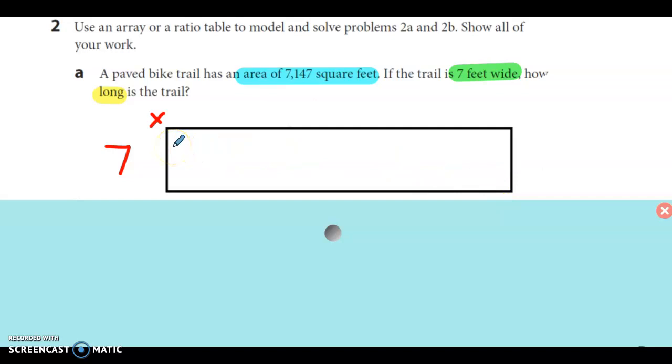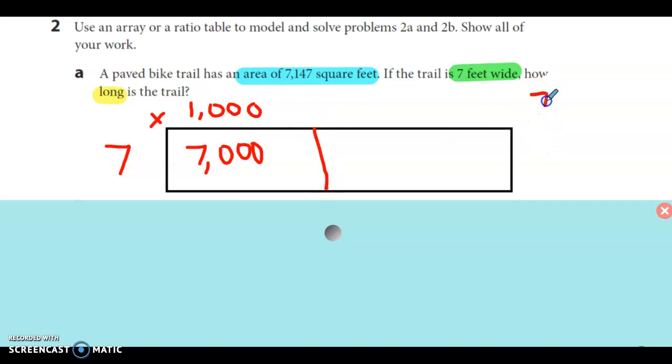I could start with my tens, but 7 times 10 is only going to get me 70, and I'm going to need a lot of those to build up to 7,000. I could use 100. 7 times 100 would be 700, but again, I've got to get all the way to 7,147 square feet. So what I might start with is 1,000, and do 7 times 1,000, figure out what that chunk would be. So that would be 1,000 times 7 would be 7,000, so I've already chunked a lot.